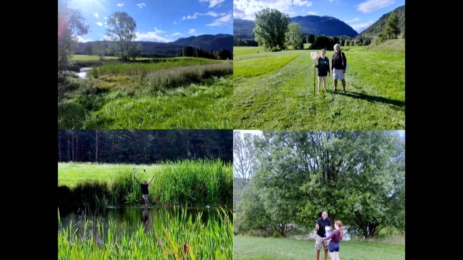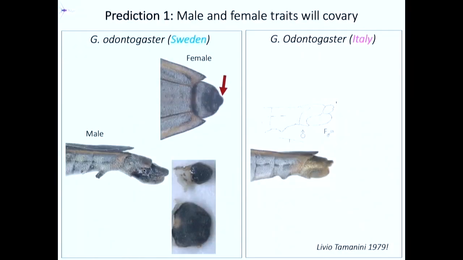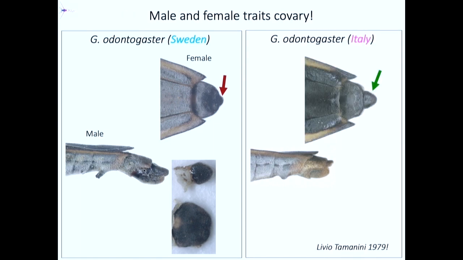So we took the car, we went to Italy, and we actually found that population. To our amazement, if you compare the pictures, this one from 2022 and this one from 1979, you can see that it's almost identical. It's really precise. And to our big delight, the proctiger of the female of this population is quite exposed if you compare it to this.